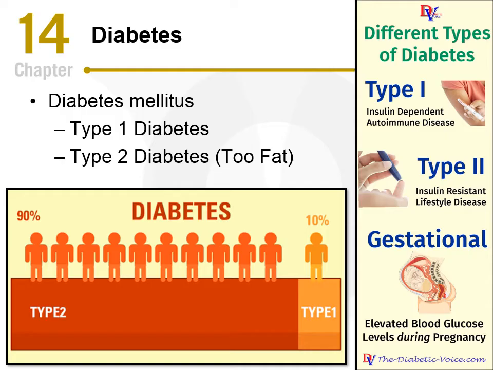Those of you who are going into the allied health fields might even discuss up to 5 different types of diabetes. But for this class, type 1, type 2, and remember type 2 is because you're too fat. As I always like to do, I give you little hints to help you remember things.